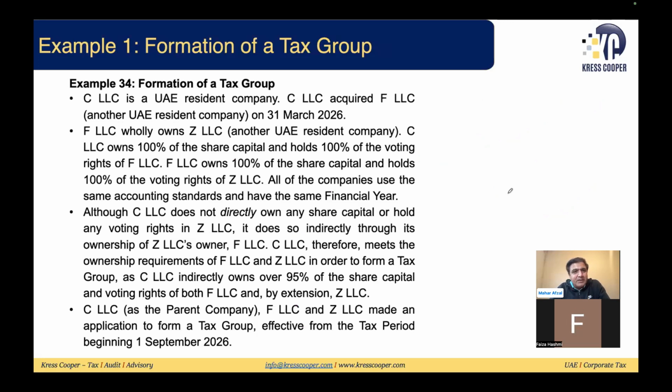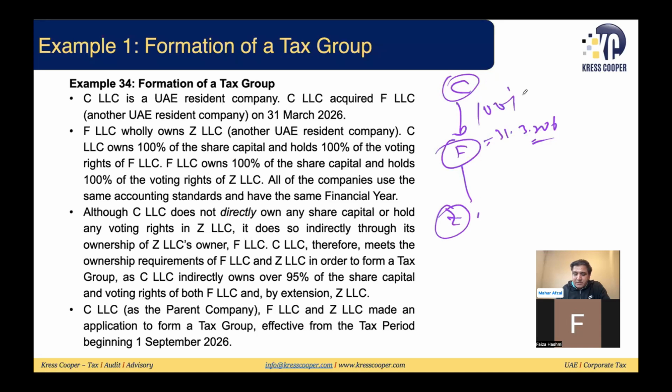The first is C LLC, a UAE resident company. C LLC acquired F LLC, another UAE resident company, on 31st March 2026. So at the top is C. This is a resident company. C has acquired F, which is a resident company as well, and they have done this on 31st March 2026. F LLC wholly owns Z LLC. Now F LLC owns Z. Here is the 100% ownership. Here is the 100% ownership as well, including voting rights.